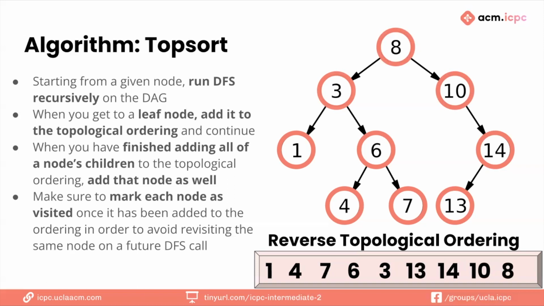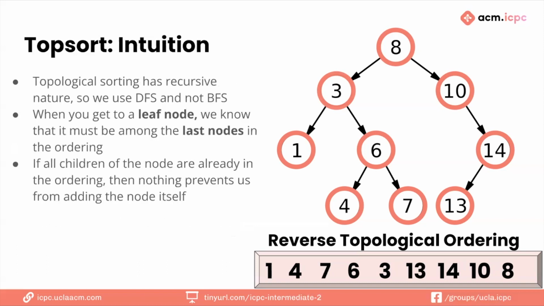Well, while you might think that this is a great algorithm, it still might be unclear why exactly we do things in a certain way. Why do we use DFS and not BFS? Why do we add leaf nodes? Why exactly do we follow these rules? So there is a certain intuition for topological sort.